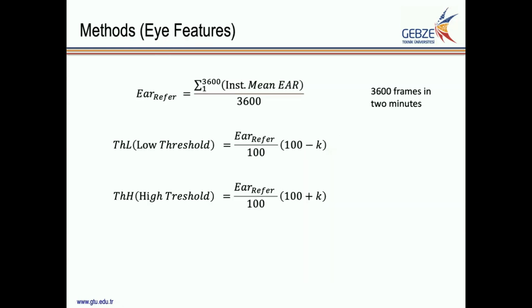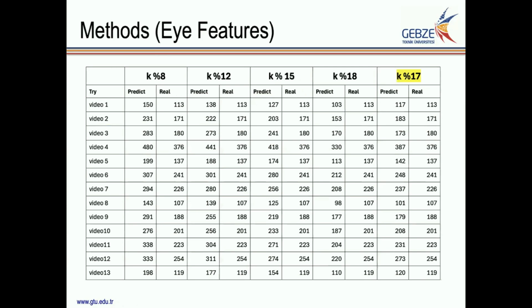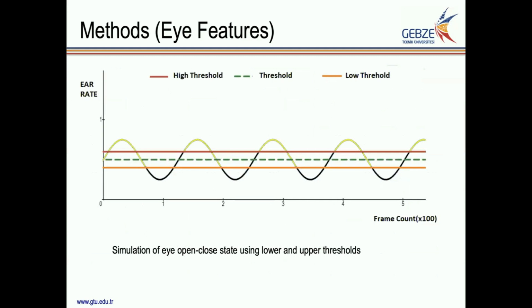So to define the optimal K, we made some experimental studies. So we got some videos. We obtained, for example, 13 randomly selected videos, and then used different values of K to detect the blinking. And we observed that when K is, for example, 17%, we mostly detect the blinks. So that's why we fixed that value and then used that one for all the people. So that one is the eye features, as I said.